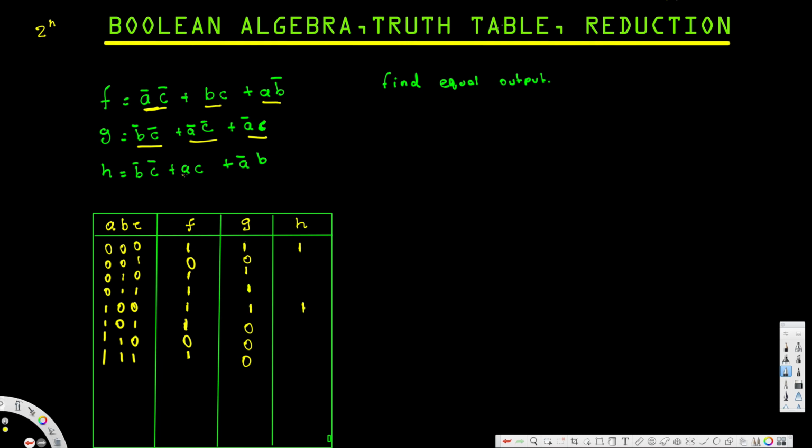A C, both of them have to be 1 in order to get 1. So this is 1, and this is also 1. And A bar B, A has to be 0, B has to be 1. So this is 1. And A has to be 0, B has to be 1. A, C.